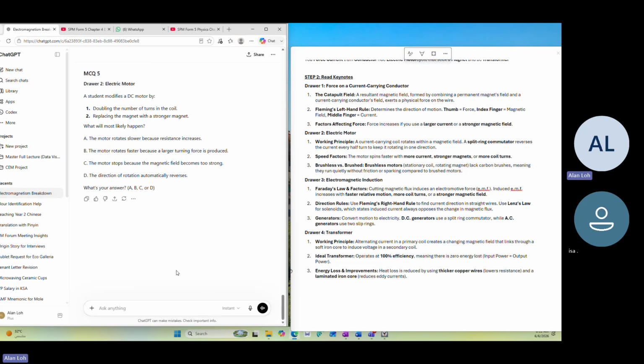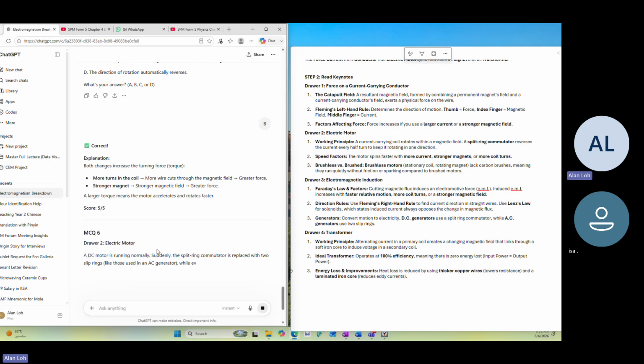Drawer 2 still. A student modifies a DC motor by doubling the number of turns in the coil and replacing the magnet with a stronger magnet. What will most likely happen? The motor rotates slower because resistance increases. The motor rotates faster because a larger turning force is produced. The motor stops because the magnetic field becomes too strong. The direction of rotation automatically reverses. So number 5. Yes, excellent.